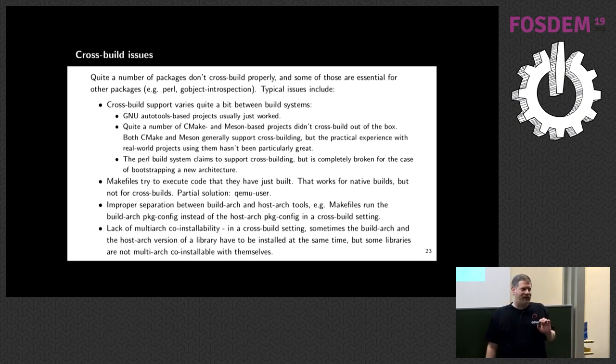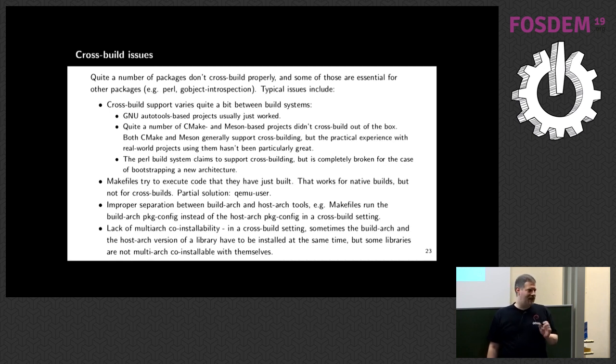People often say GNU Auto Tools, old stuff, ugly stuff, M4, just leave me alone. But GNU Auto Tools has one major advantage. Cross-building effectively works out of the box. Effectively, everything built with Auto Tools just cross-builds. That's unfortunately something that we cannot say about many CMake and Meson-based projects.